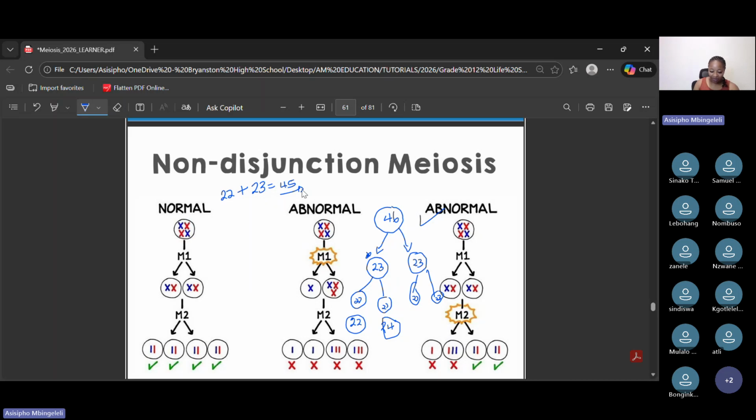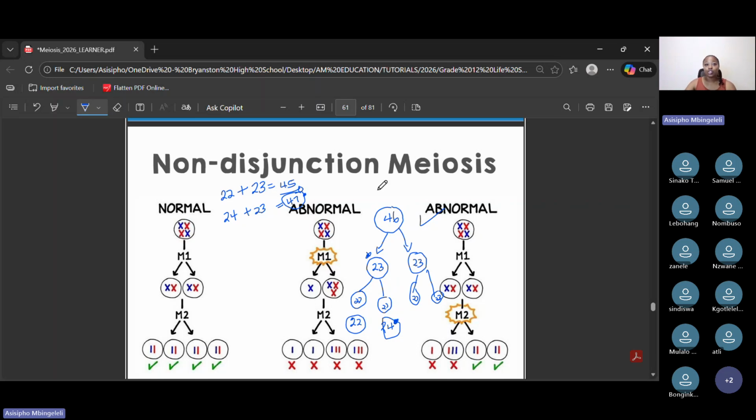But now what happens if this is the sperm cell that fuses with an egg cell that is normal? We'll get 24 chromosomes from the sperm cell plus the normal number of chromosomes from the egg cell, which is 23. This brings us to 47 chromosomes. Now, this is mutation and it leads to what we call Down syndrome, because this person now has an extra chromosome. Yes, these people are alive, but now they have the syndrome, which is Down syndrome.